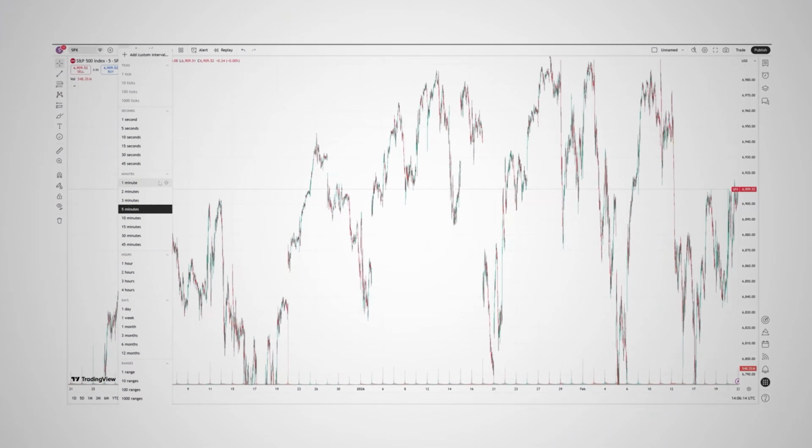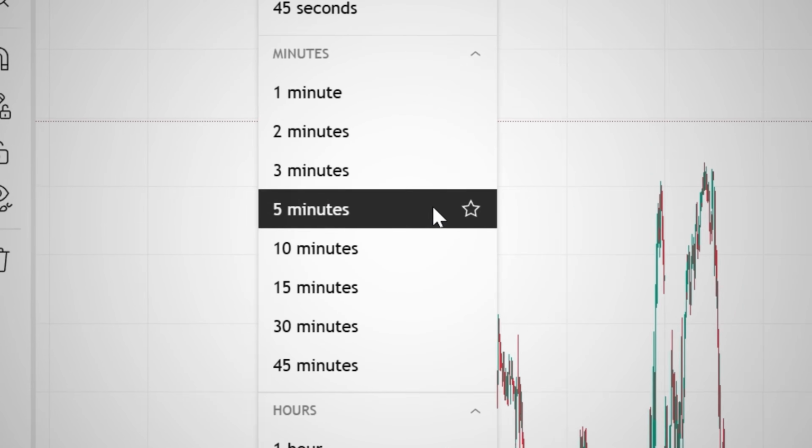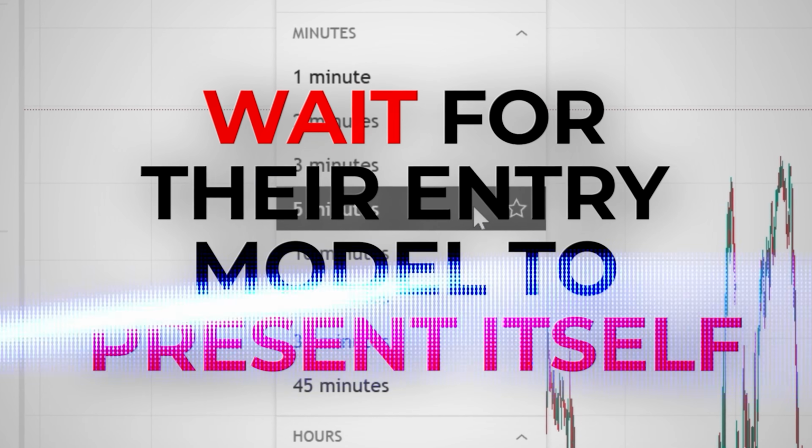The majority of beginner traders fall into this trap where they just literally sit on the 1 minute to 5 minute time frame and wait for their entry model to present itself. What is so important is that you actually understand the higher time frame picture and align that with the lower time frame. Because if you just jump straight into your entry immediately, the majority of the time you are going to get stopped out. Now let me show you guys how to identify this on the charts.